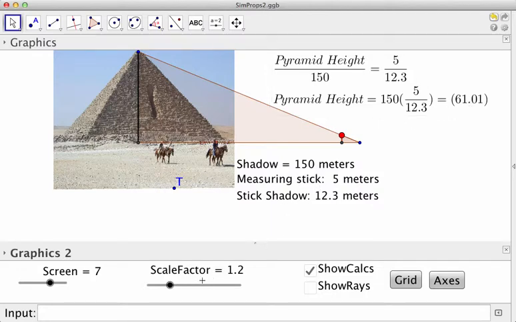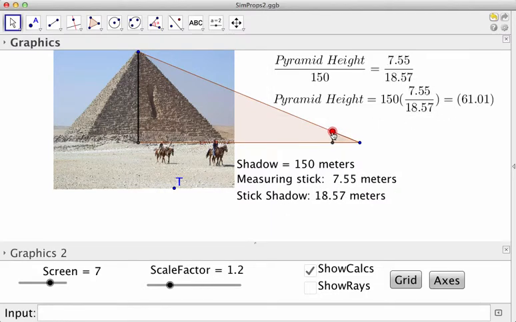Now notice that as we change the size of the measuring stick, the calculation changes, but because we're still talking about two similar triangles, we end up getting the same pyramid height. So we're using the fact that this little triangle and the larger triangle are similar to each other, and we use those ratios to figure out the missing piece, which is the height of the pyramid.